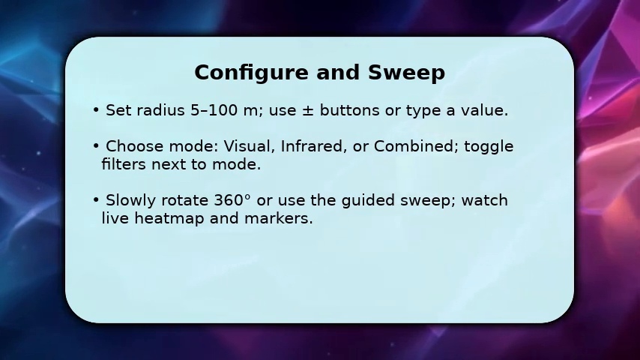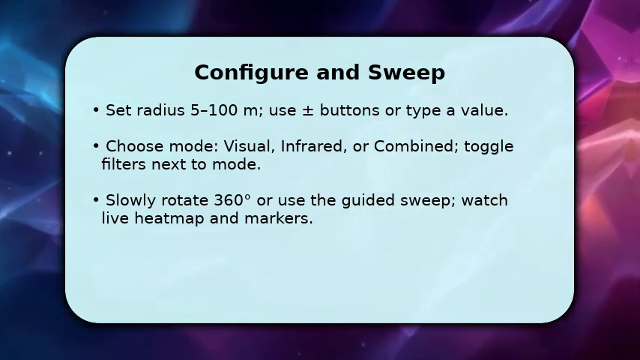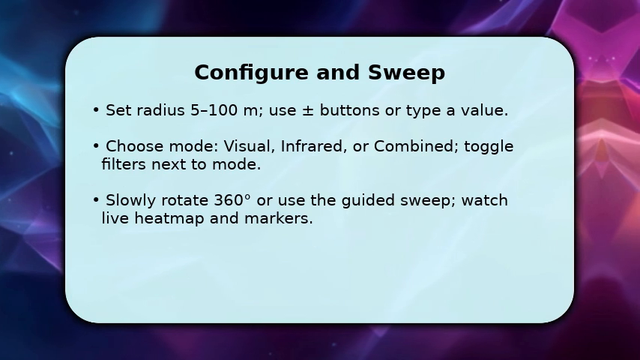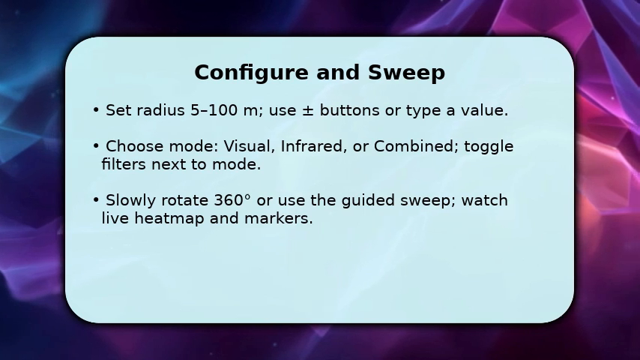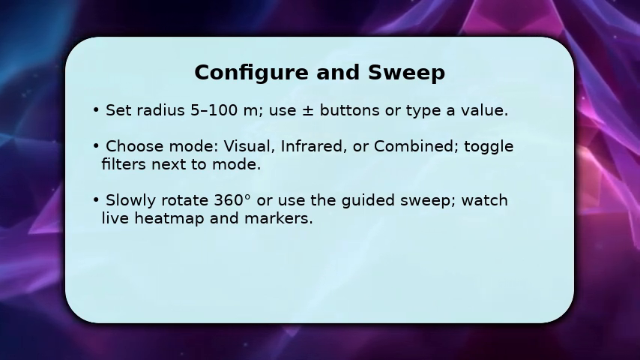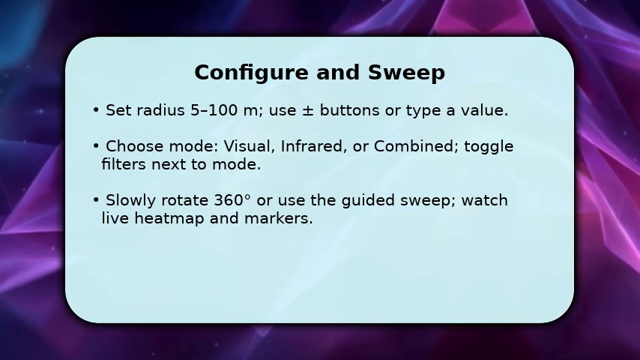You can type a numeric radius or use the +/- buttons. Smaller radii speed results while larger ones cover more area. Choose visual, infrared, or combine to match conditions. When set, enable filters for object type or signal strength to reduce noise.